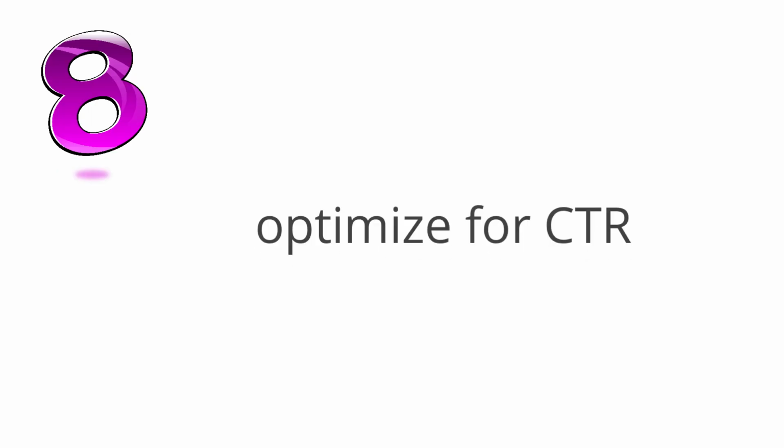Number 8. Optimize for click-through rate once you hit the top 10 on the search engine results pages. Click-through rate plays a major role in ranking, but there's not much point in optimizing for it until you start ranking on that first page. Why? Well, because people just don't scroll past that first page.